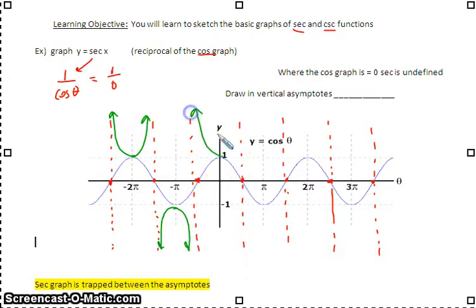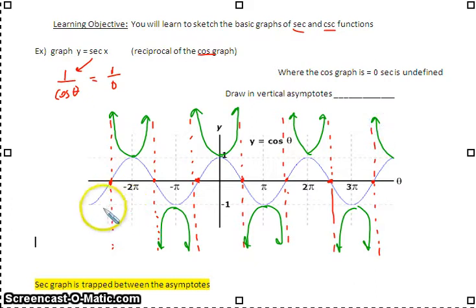This one would be a reflection that goes up. This one would be down, up, and down. And I could finish this one off. This would just be part of one, and this would just be part of one. So actually the green graph is the secant graph, but I'm using the cosine graph to be able to get that. So we're going to draw vertical asymptotes wherever the graph is equal to 0, where cosine is equal to 0. In this case, that was all those red dots that I put there. And then like you'll see here, it says the secant graph is trapped between the vertical asymptotes. So each of the vertical asymptotes gets the secant graph.